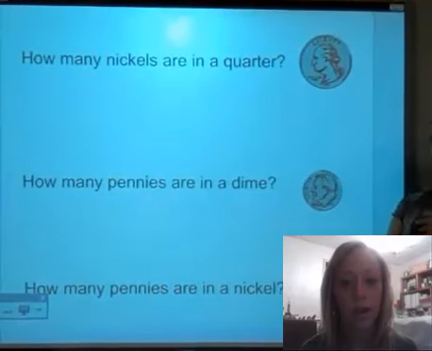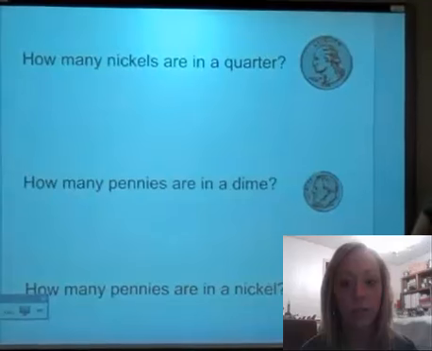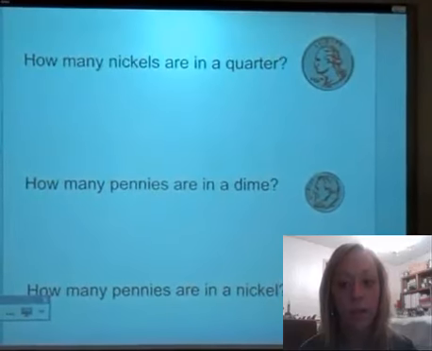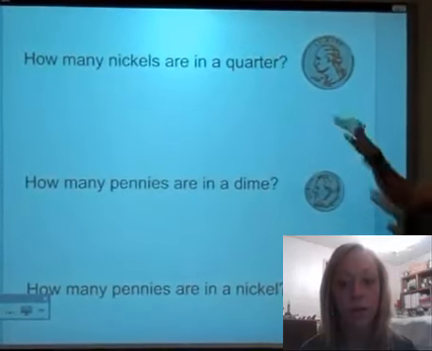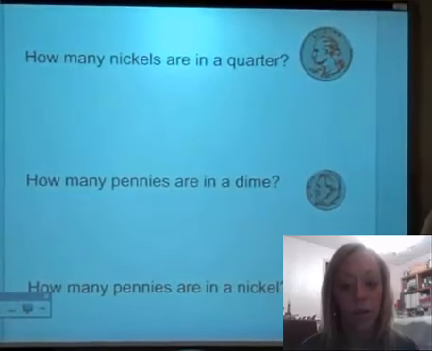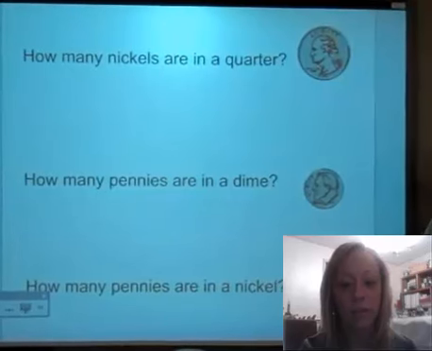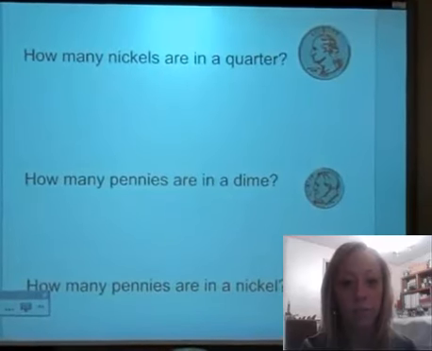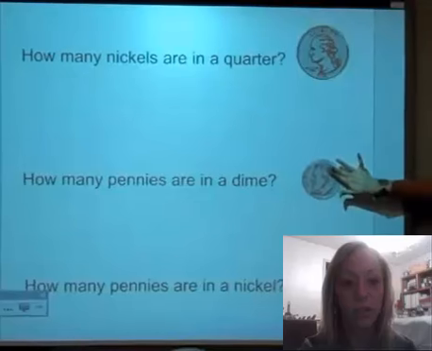This is another interactive page where the students can answer the questions about the pieces of money. Example, how many nickels are in a quarter? And the answer is 5. On this page, they can just slide down the money so that they can get to the answer.